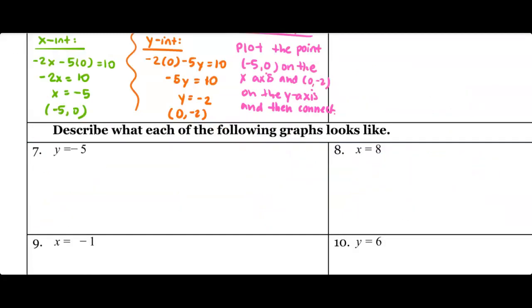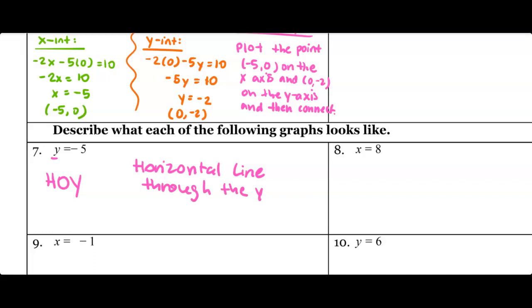When it wants us to describe what each of these graphs look like, we just need to remember if they're horizontal or vertical. Since this one's y equals, that goes with HOY. So it's going to be a horizontal line through the y-axis at negative 5. I'm going to say at the point (0, -5).